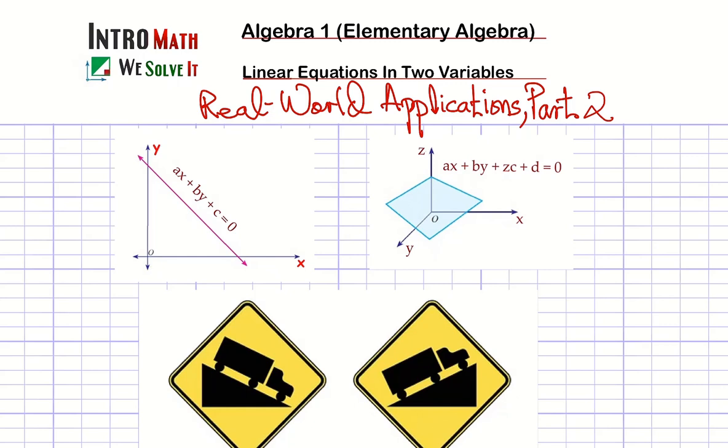Today we're going to continue where we stopped. Today we're on part 2 of real world applications of linear equations in two variables. Alright, this is part 2 of real world applications of linear equations in two variables, okay?